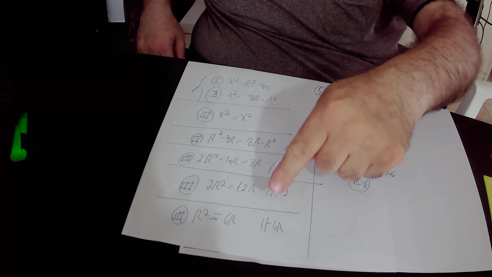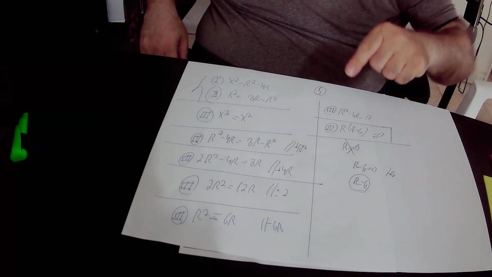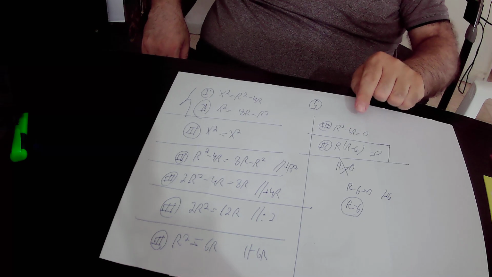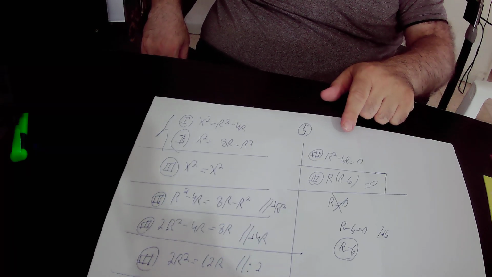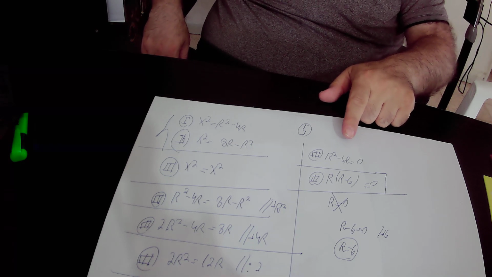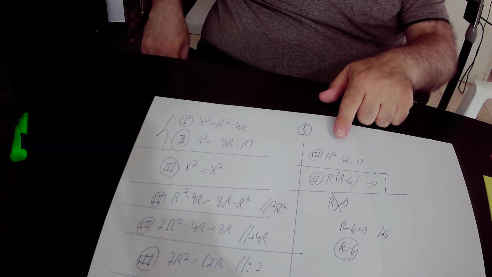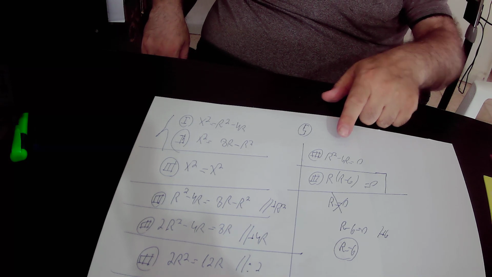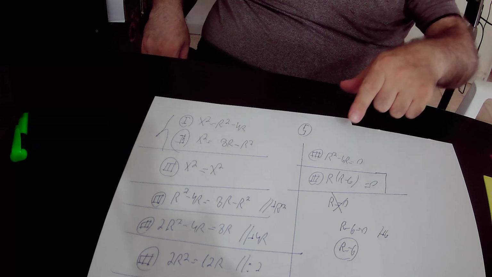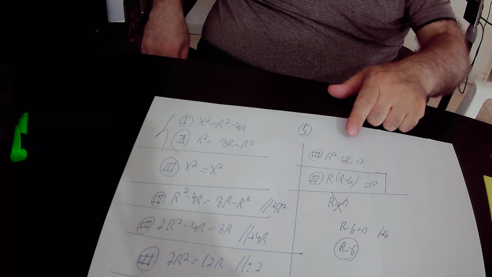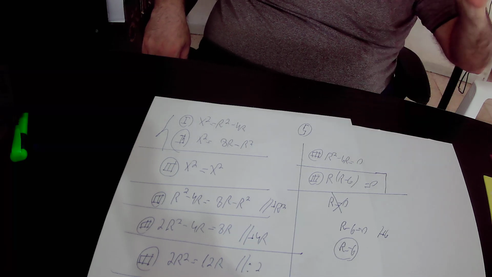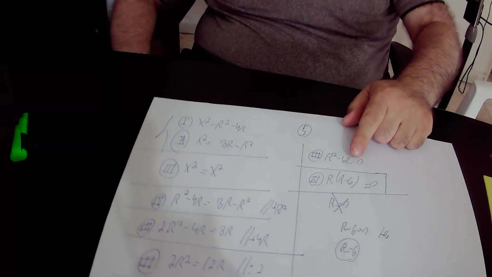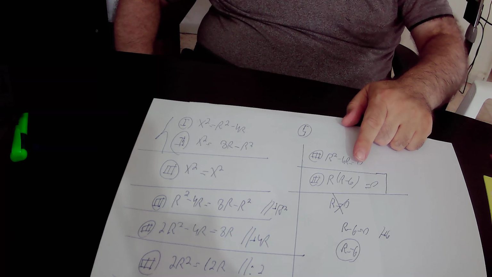We subtracted 6R from equation number 3 and found that R squared minus 6R equals 0. Here we took R as a common factor. What is left from R squared after we took R as a common factor? What is left is actually R. And what is left from minus 6R after we took R as a common factor? What is left is minus 6. So we found that R times R minus 6 equals 0.